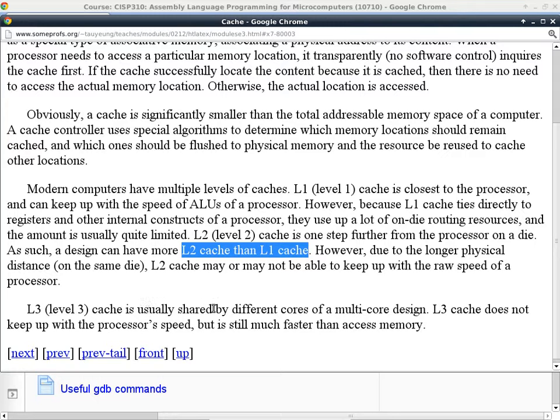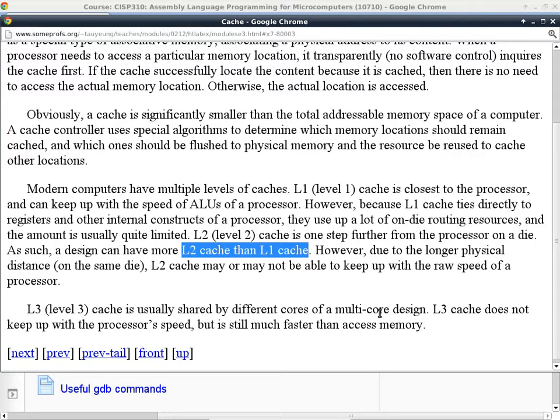Level 3 cache is usually shared by different cores of a multi-core design. So if you have a quad-core design, depending on the manufacturer and also depending on the chip, they can make caches specific to each core, but most of the time they're shared. Okay, does that make sense?